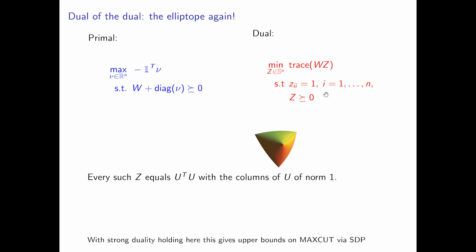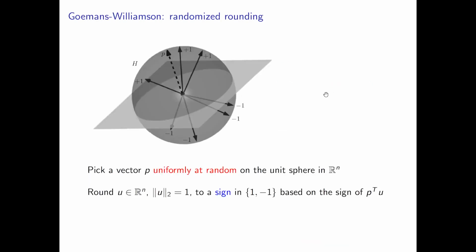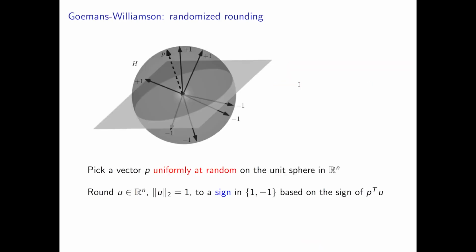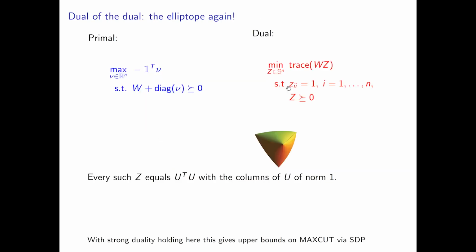So anyway, we are left now with this SDP. So what is the idea here? You solve this SDP. There are efficient algorithms for solving this SDP. Now the solution to the SDP is just going to give you a symmetric matrix. The solution is going to be a positive semi-definite matrix which has all its diagonal entries equal to 1. So you can write it as U transpose U, where the columns of U are of norm 1. So essentially you can think of the solution as giving you n vectors in R^n.